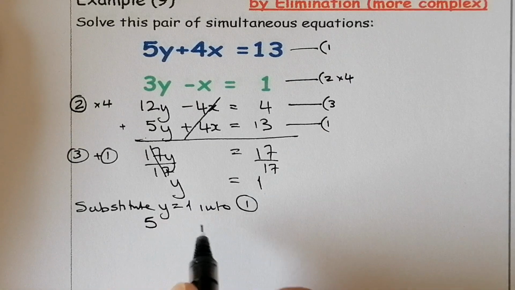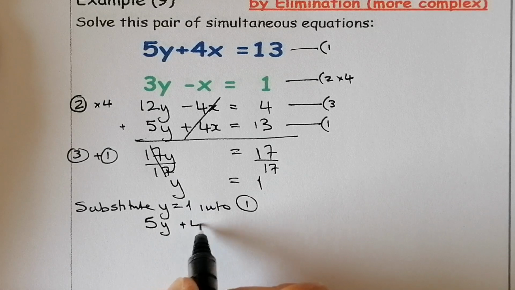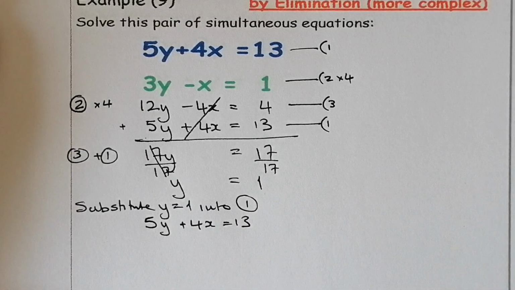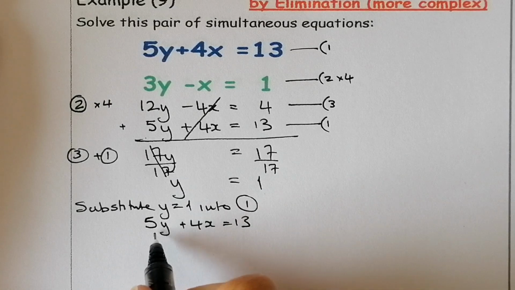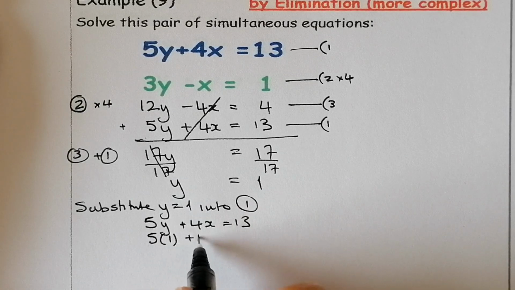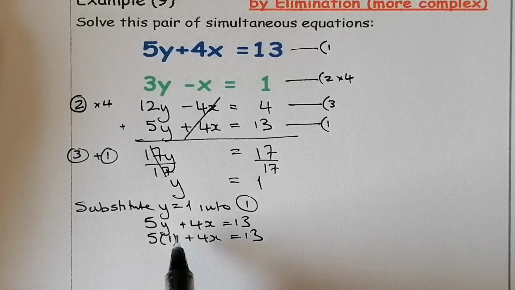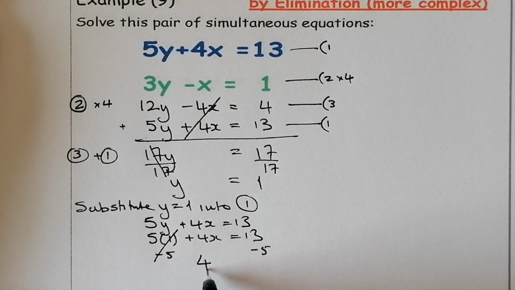So equation number 1 is 5y plus 4x is equal to 13. And what we're going to do is substitute that 1 in here. So 5 times 1 plus 4x equals 13. Now that's going to be equal to 5 when I multiply it. I don't want it on the left hand side, so I'll take 5 from both sides. That eliminates that part, leaving me with 4x is equal to 8.